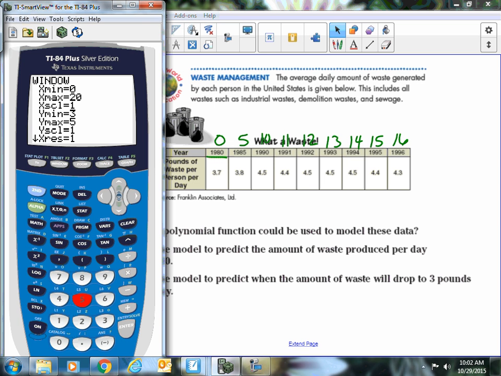So our plot is already turned on. We don't need to do anything with that. We cleared out our y equals. Let's go ahead and graph, and we get some points that look like that.